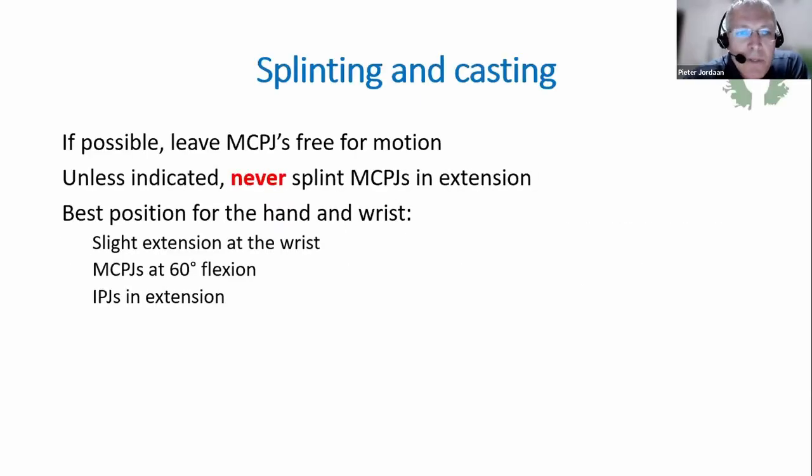Just a couple of tips and tricks, specifically splinting and casting. If possible, you must always leave your MCP joints free for motion. They must always be allowed to move unless there's a very specific indication. And never, ever splint your MCP joints in extension unless there's a really good reason for it. The best position for the hand is slight extension at the wrist, about 60 degrees of MCP joint flexion and the IP joints in extension.